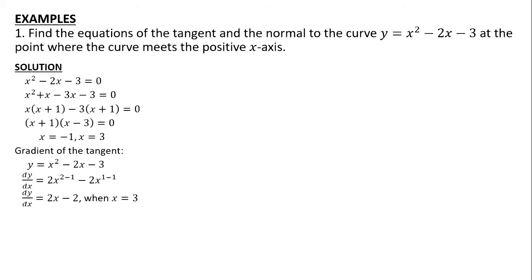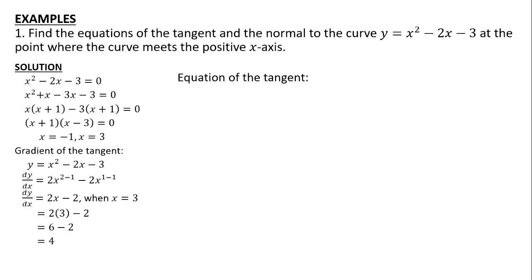When x equal to 3, where there's that x, we'll replace with our 3. So we are going to say 2 times 3 will give us a 6. 6 minus 2 will give us a 4. Our gradient will be a 4.